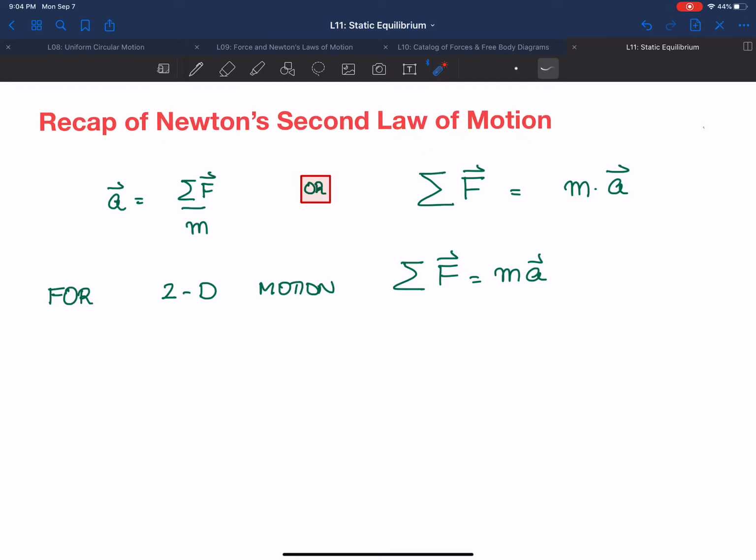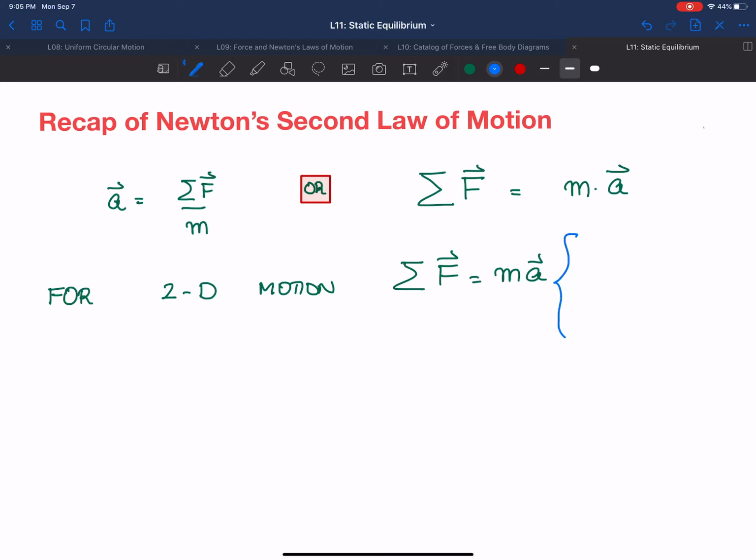Newton's second law says that the acceleration of an object equals the net force acting on the object over m. So that's the relationship between the acceleration, net force, and the mass. And we can write this equation in this particular form as well. The net force is mass times the acceleration. Remember, this is a vector equation. And so if you're looking at two-dimensional motion, this actually represents two equations.